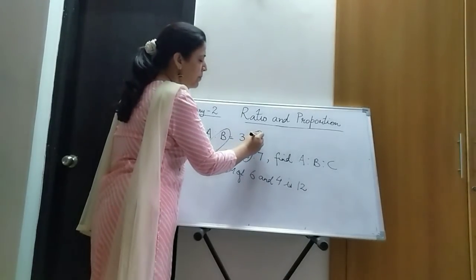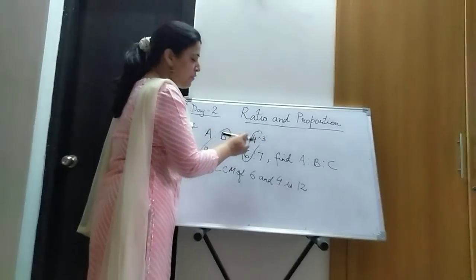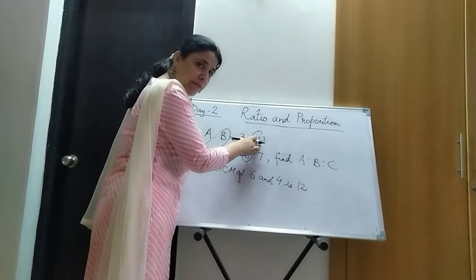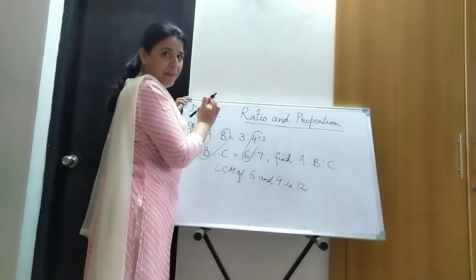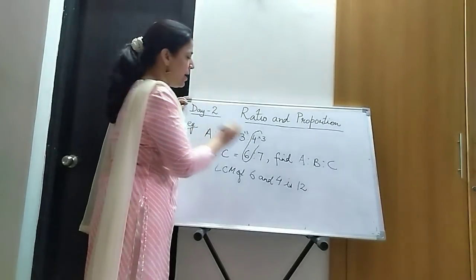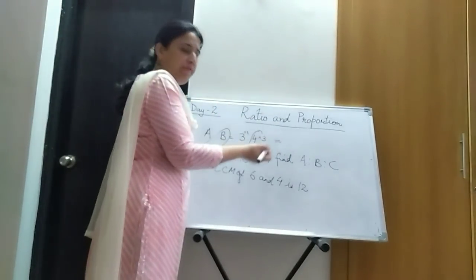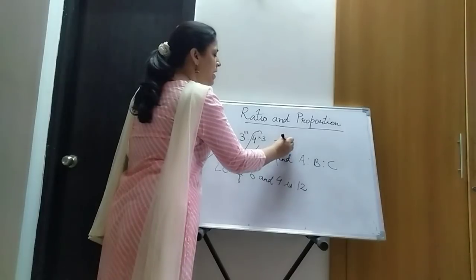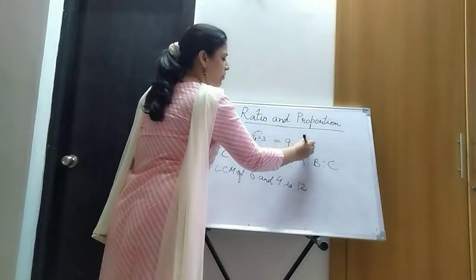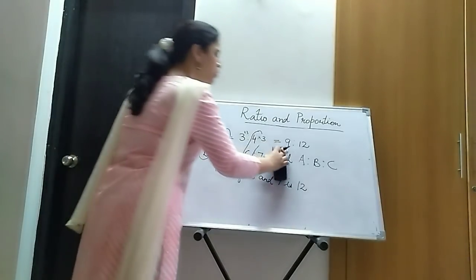So 4 multiplied by 3. If you are multiplying one term of the ratio by 3, the other term also has to be multiplied. This ratio can be converted to an equivalent ratio. You can say equivalent fractions, like 3 3s are 9 is to 12. Now similarly, we can do the same thing with this.